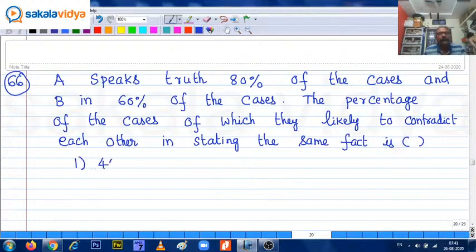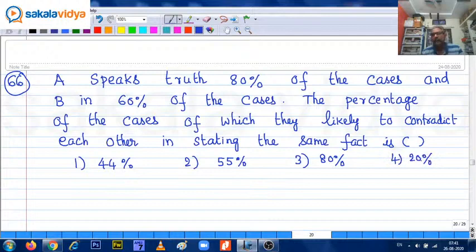first one is 44%, second one is 55%. Third one is 80%. Fourth one is 20%. So this is a very important problem. Actually, we expect this question in the examination. Very important question. As far as my experience is concerned, what I observed in so many examinations, it appeared. So it may appear also. It's a very important problem, right?